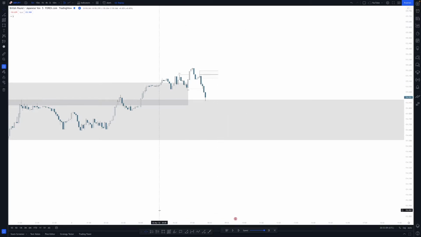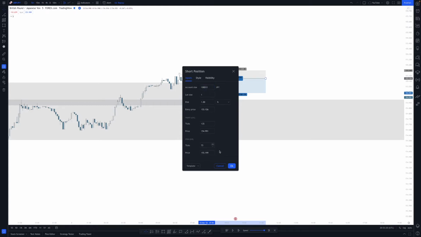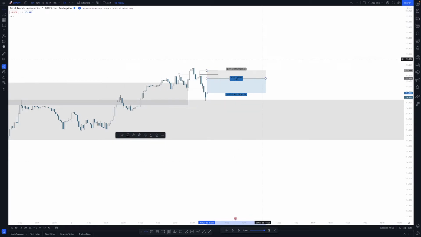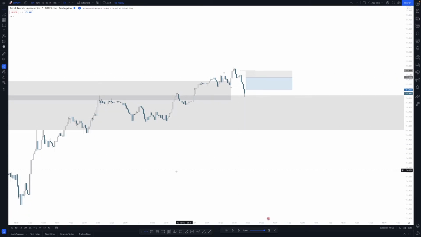And for me, on this trade, I did enter at the open. So I entered at the open. I went above the high, and then I went above the high by 0.2. So a 7.3 pip stop, which is perfectly fine by me.